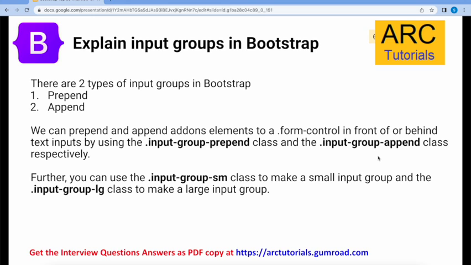Explain input groups. Now this is also a tricky question. They can ask you how can you append @ to a text box, or how can you add certain things at the end of it, right? Same question, different way of asking. So there are two types of input groups in Bootstrap: prepend and append. We can use prepend or append add-on elements to a form control. So wherever you have a form control element, you can add it in front or at the back.